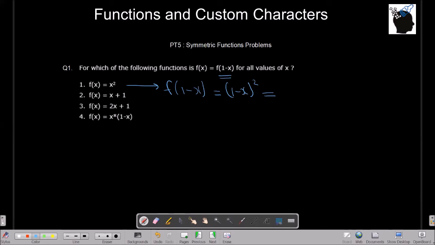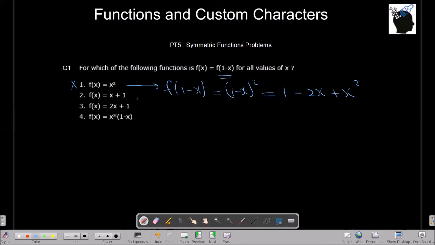We'll use a minus b whole square, which is nothing but a square, so 1 square, which is 1, minus 2 into a into b, so minus 2 into 1 into x, which is minus 2x, plus b square, which is x square. Definitely x square is not equal to 1 minus 2x plus x square for all values of x. So this is not true.